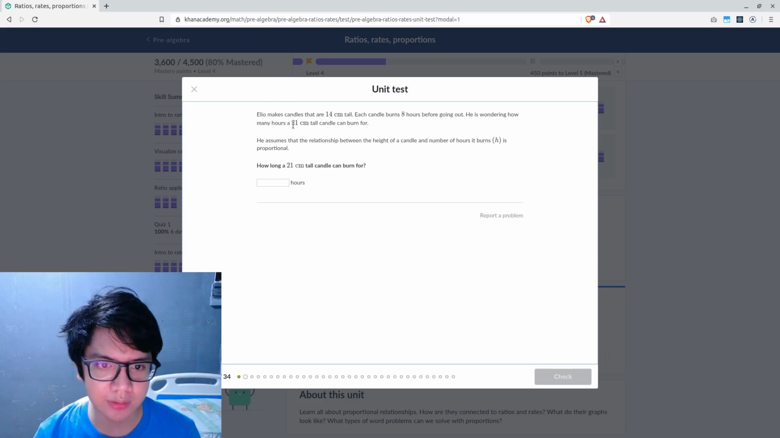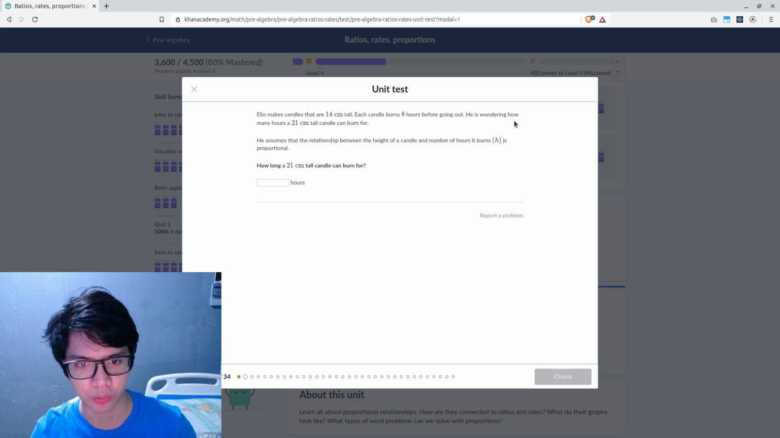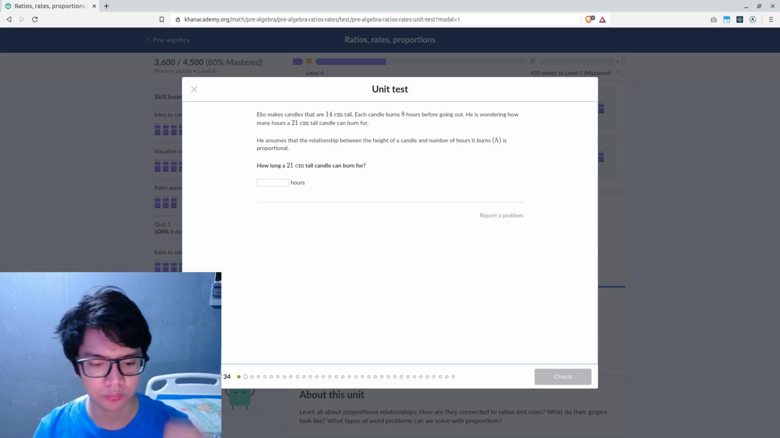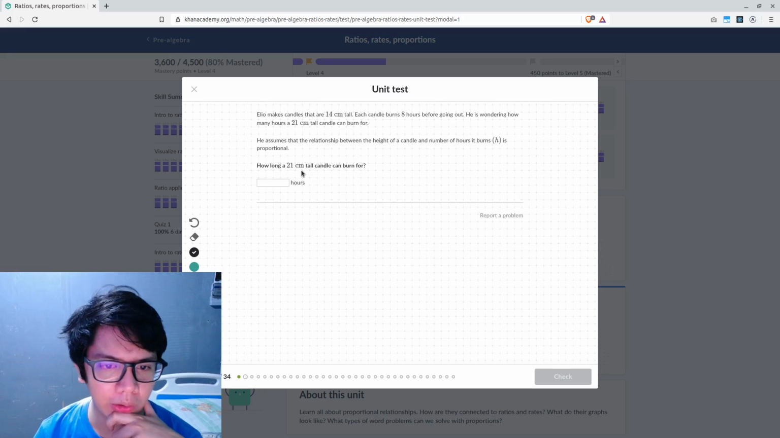Elio makes candles that are 14 centimeters tall. Each candle burns 8 hours before going out. He is wondering how many hours a 21 centimeter tall candle can burn for. No shit, it's insane for a second question. Okay. How long? Okay, so we're looking for the hours.